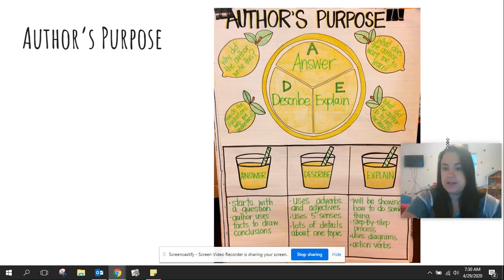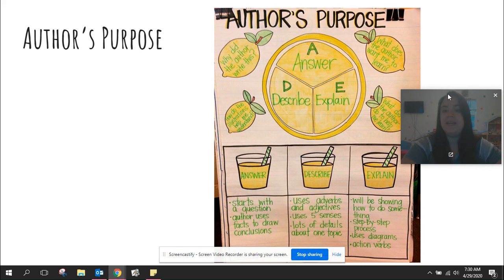And the last reason an author would write a text would be to explain. Okay, they're going to be showing how to do something. It might include step-by-step directions, diagrams, or action words. So we're going to be asking ourselves those same three questions.